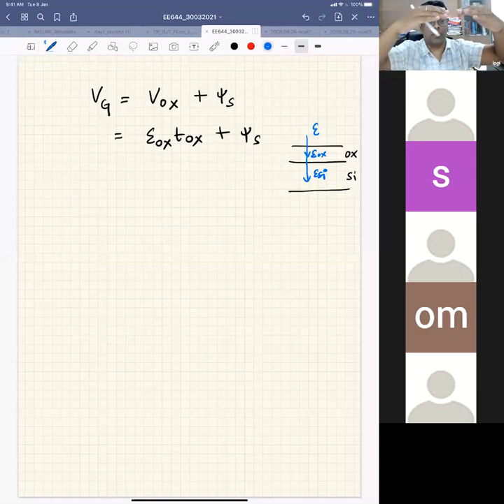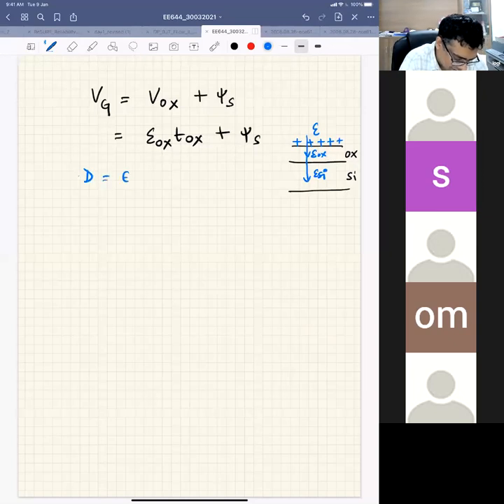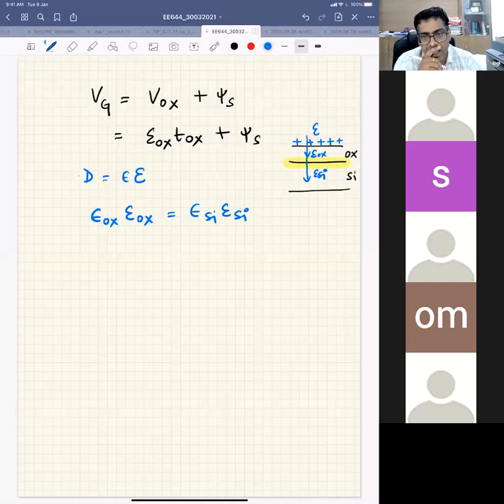So there is a flux. The moment I give some gate voltage, there are positive charges, so there is a flux coming from the gate towards the substrate, and that flux density is the displacement vector D. We know from Gauss law that D is epsilon times electric field. So at this interface, epsilon oxide times the field in the oxide is nothing but epsilon Si times the field in the Si.